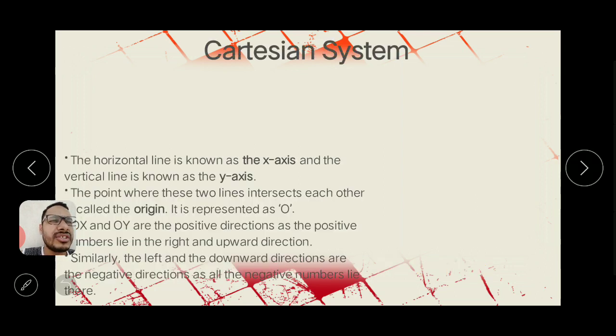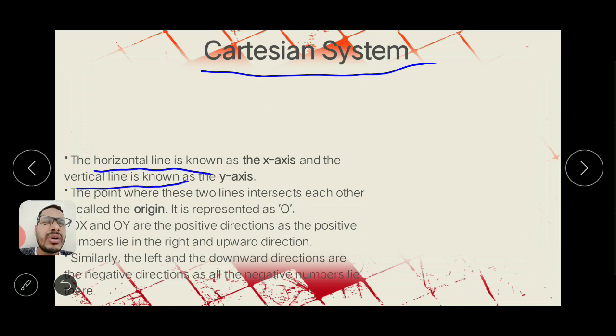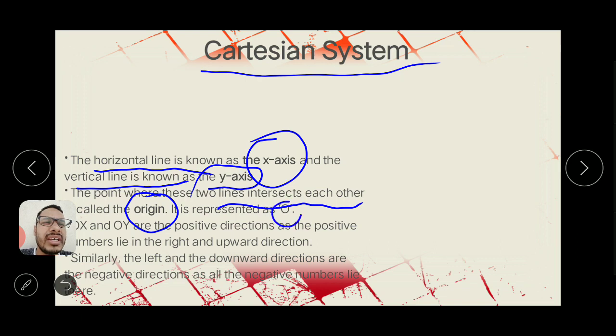Next, we'll be talking about the Cartesian system. That is the main backbone of this chapter. If you don't understand the Cartesian system, you will not be able to understand the entire chapter. As you know, we have two lines. We'll be taking one horizontal line and another vertical line. The horizontal is called the x-axis and the vertical is called the y-axis. Clear? When these two lines intersect each other, the point of intersection is called the origin, which is always represented by the letter O.